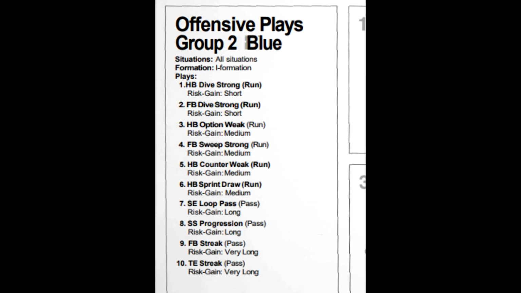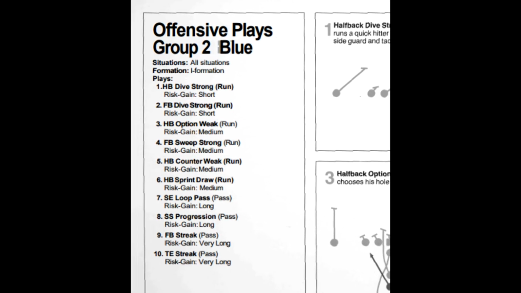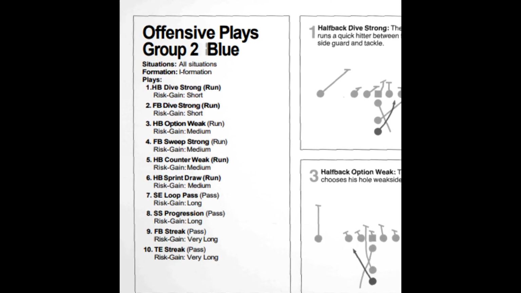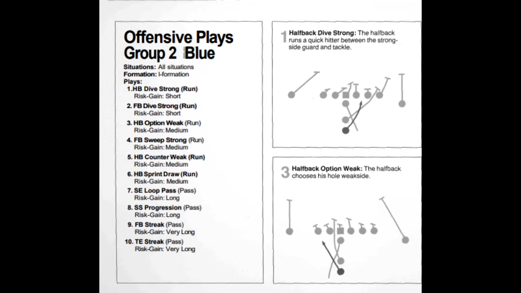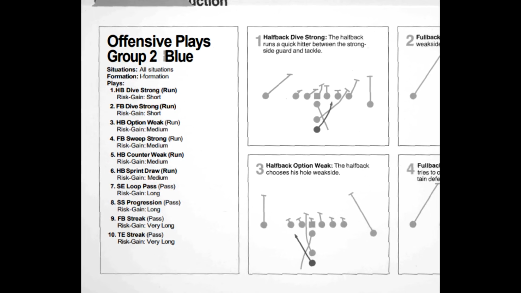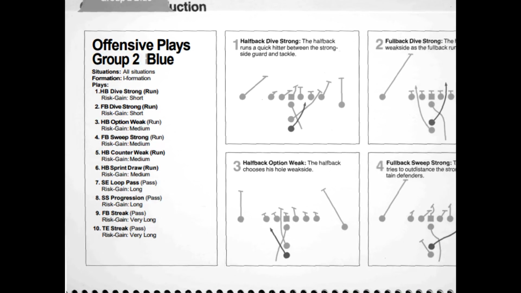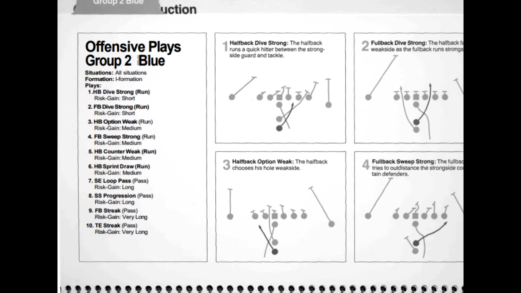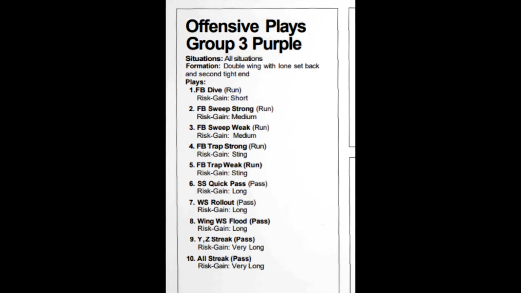Next up, we have the blue plays. These are actually an I formation. They actually label those. So the I formation is a single tight end, 2 wide receivers, and then the fullback and the halfback lined up in a line behind the quarterback, directly behind you. These can be used for anything. This is a fairly standard offensive setup. Then we have group 3.